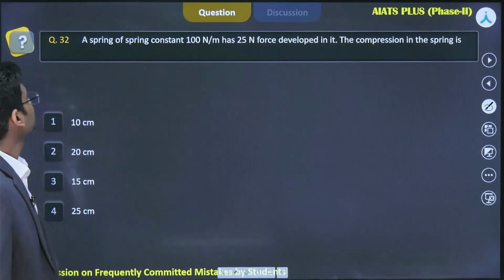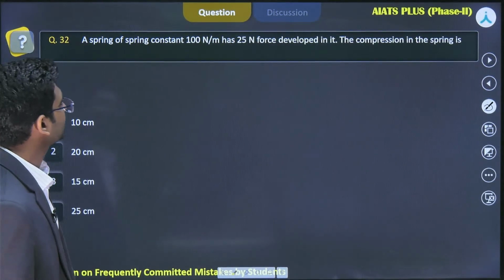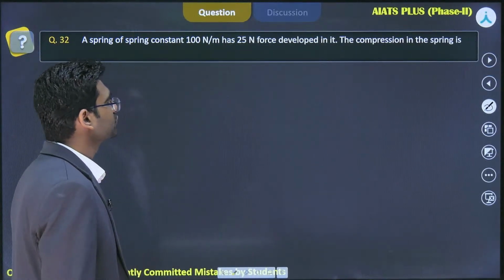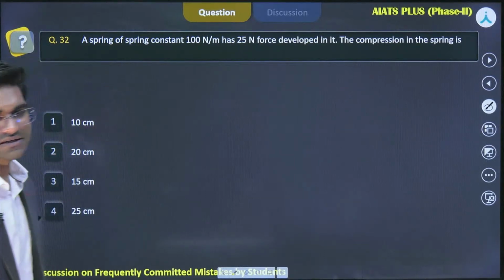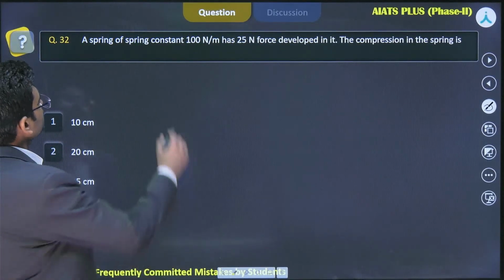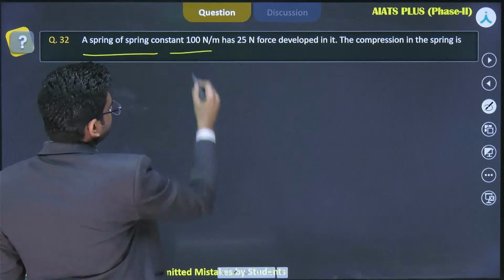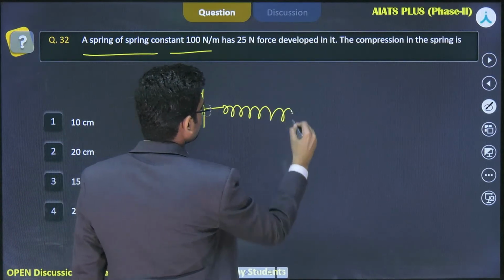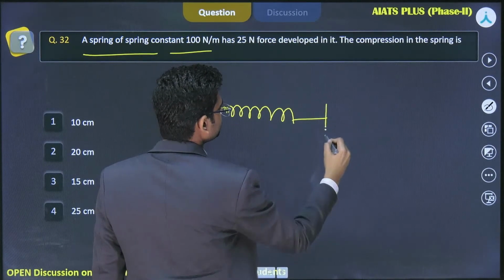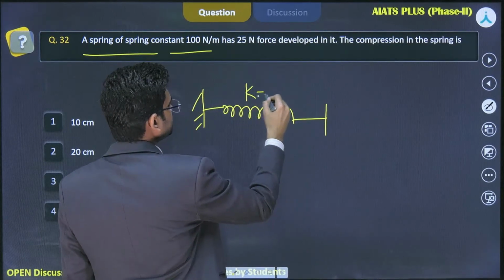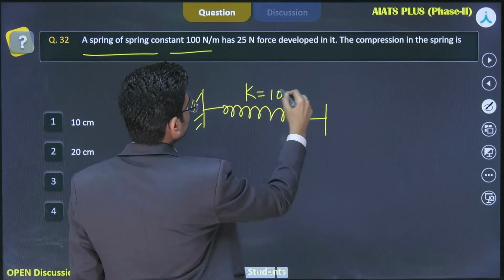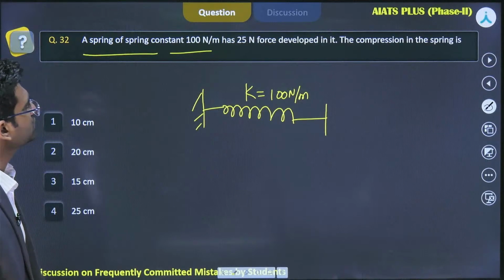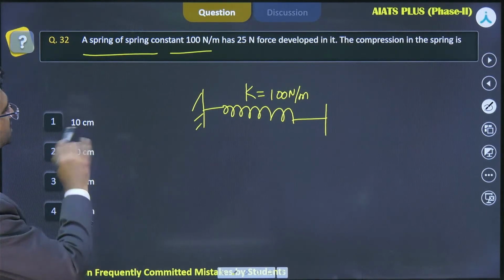Now another question. A spring of spring constant 100 Newton per meter has 25 Newton force developed in it. The compression in the spring is? So a spring has a spring constant. Let's say this is a spring, and its spring constant is given as 100 Newton per meter. Now a 25 Newton force is developed in it. The compression in the spring is?